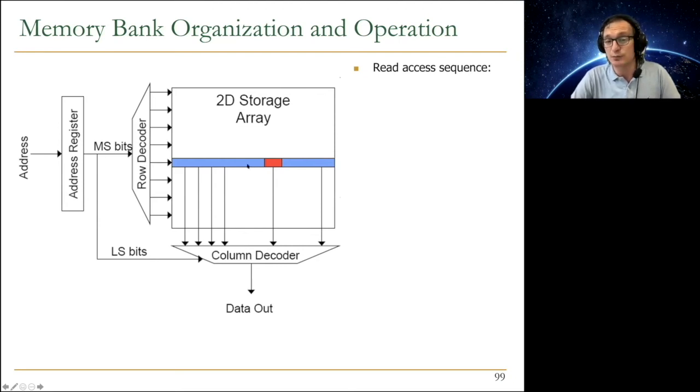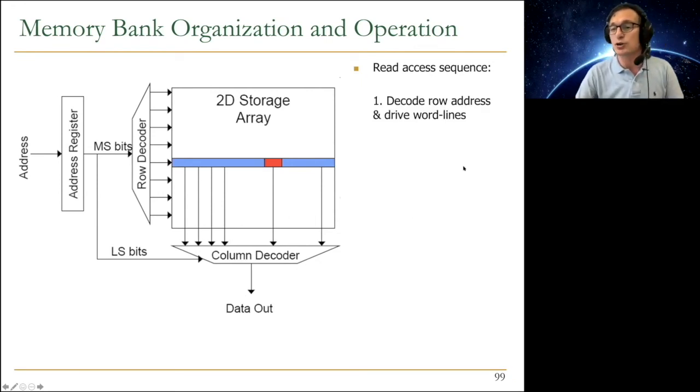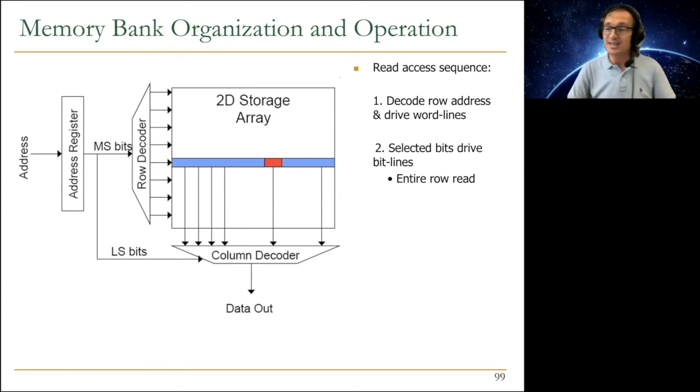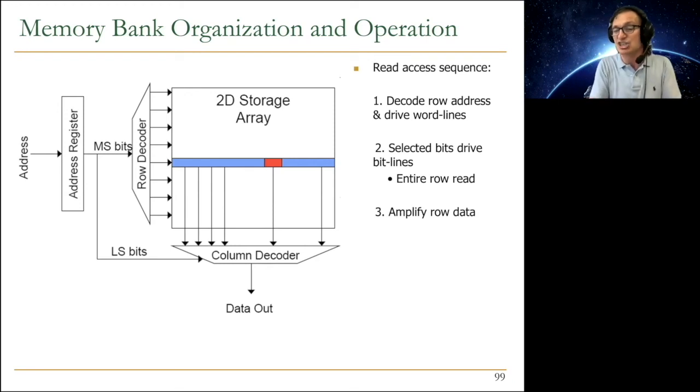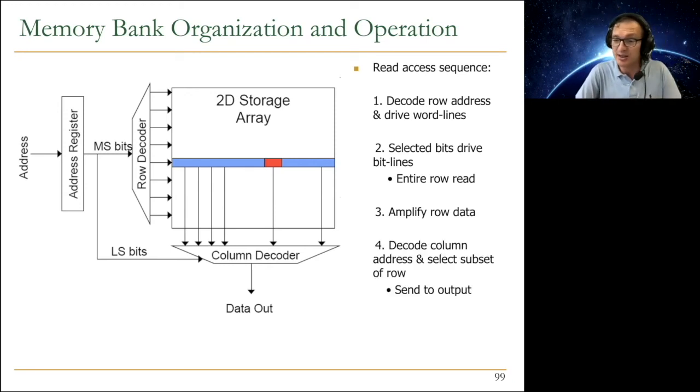Once the row decoder decodes, the word line gets activated, and the entire row is read. And then least significant bits are used to multiplex out the data, the column that you're really looking for. So for the read access sequence, you decode the row address and drive the word lines. The word line that you are really accessing using the address is activated. The selected bits drive the bit lines. So you do an entire row read. And then you amplify the row data so that you can sense the data inside. Each memory technology has different sensing mechanisms, as we discussed. Then the column decoder decodes the column address, these least significant bits, and selects the subaddress of the row and sends it to the output. So it's very simple. Most memories look like this in the end.